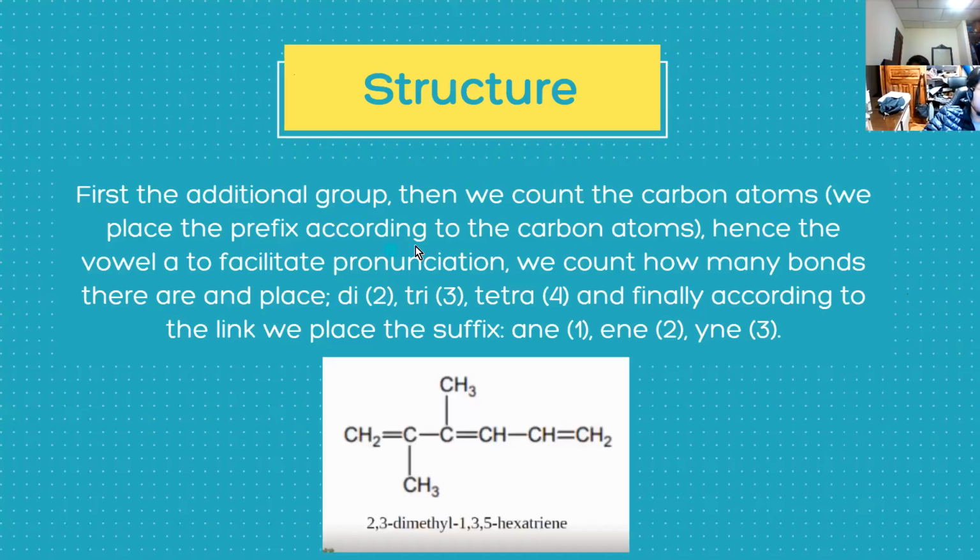Structure. First, the additional group, then we count the carbon atoms. We place the prefix according to the carbon atoms, hence the vowel A to facilitate pronunciation. We count how many bonds there are and place di for 2, tri for 3, tetra for 4. And finally, according to the bond, we place the suffix: "ane" with a single bond, "ene" with a double bond, and "yne" with a triple bond.